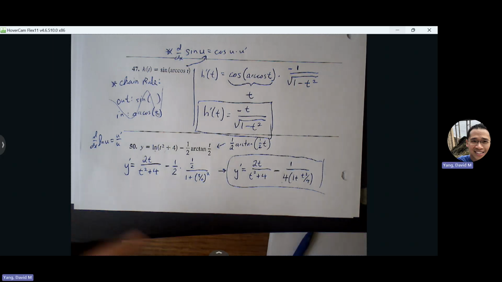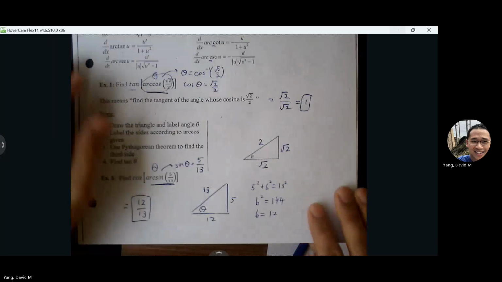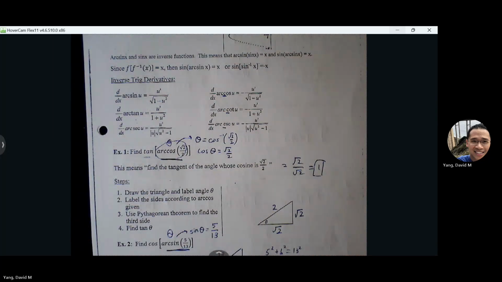Okay, let's go back to page 21. Let me talk about the derivative rules in terms of patterns to help us work towards memorizing them. Again, I'm just going to focus on these three since these are really the unique ones. The other three are just negative versions of them.